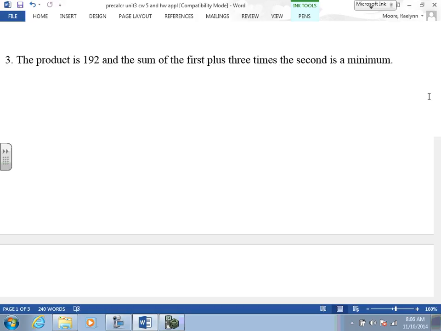This is different. Okay. The product is 192, and the sum of the first plus 3 times the second is a minimum. Here's our minimum. This is what's going to go into your y equals. If it's a minimum, is your parabola opening up or down? Up, right? So we're opening up.